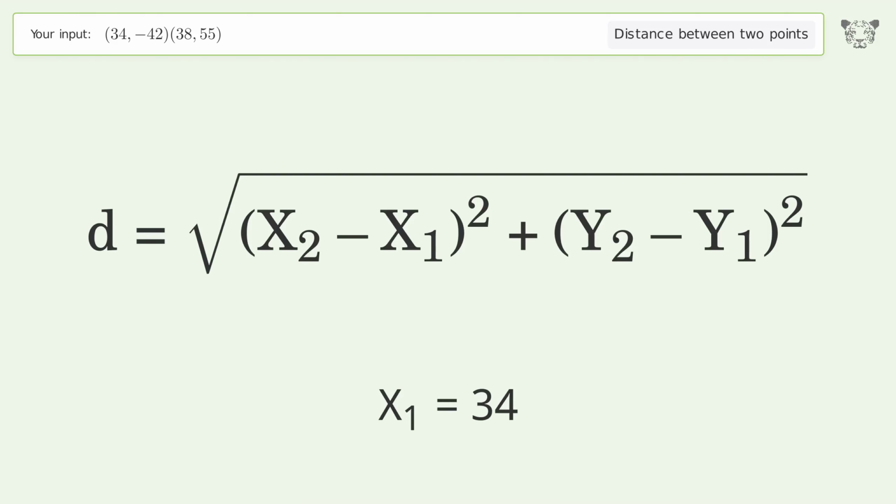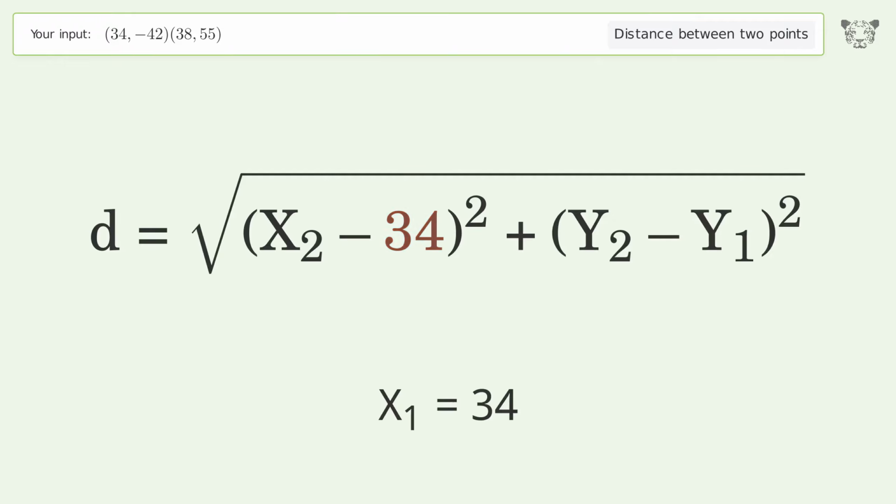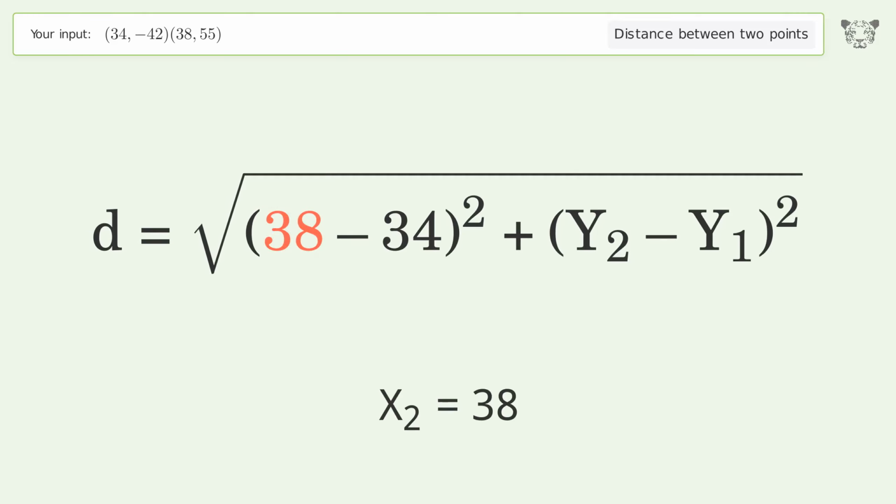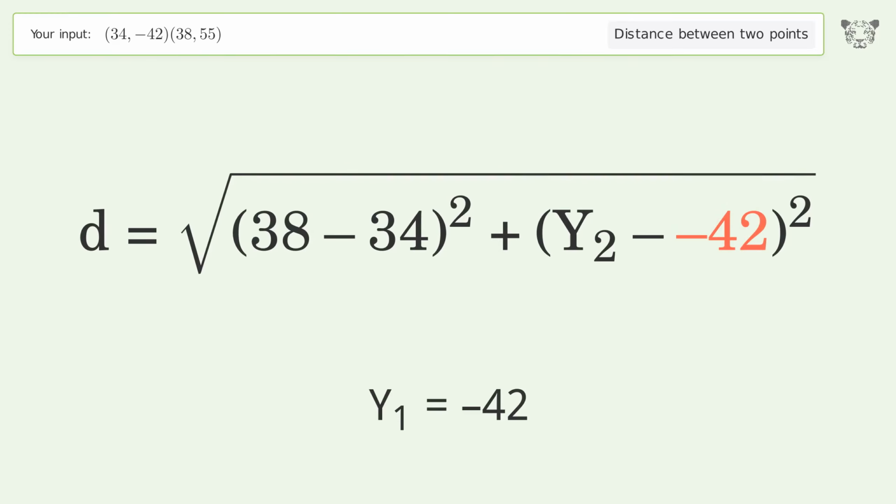x1 equals 34. x2 equals 38. y1 equals negative 42. y2 equals 55.